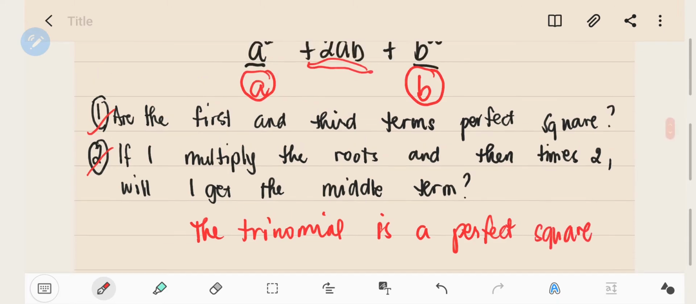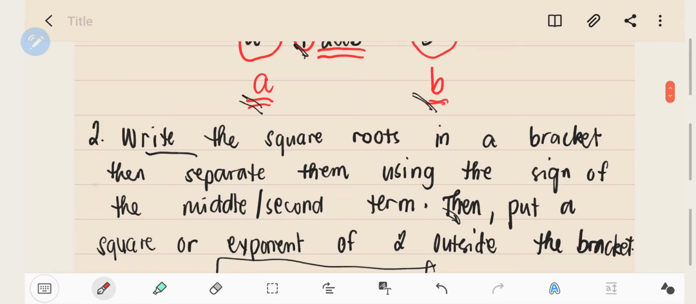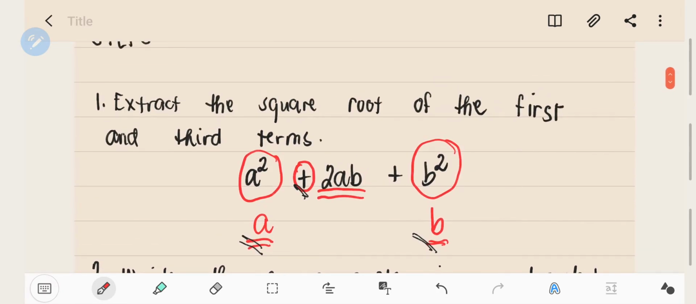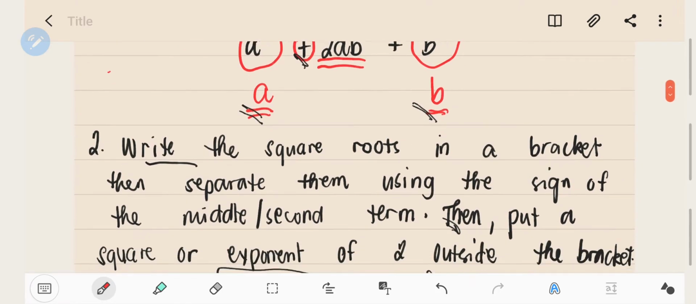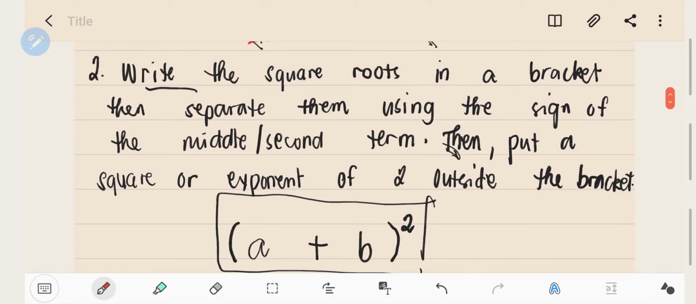So, pwede natin siyang isolve using these steps. Very easy lang yan, di ba? We have step 1, extract the square root of the first and the third terms. And then write the square root in a bracket, then separate them using the sign of the middle or second term. Then put a square or exponent of 2 outside the bracket.